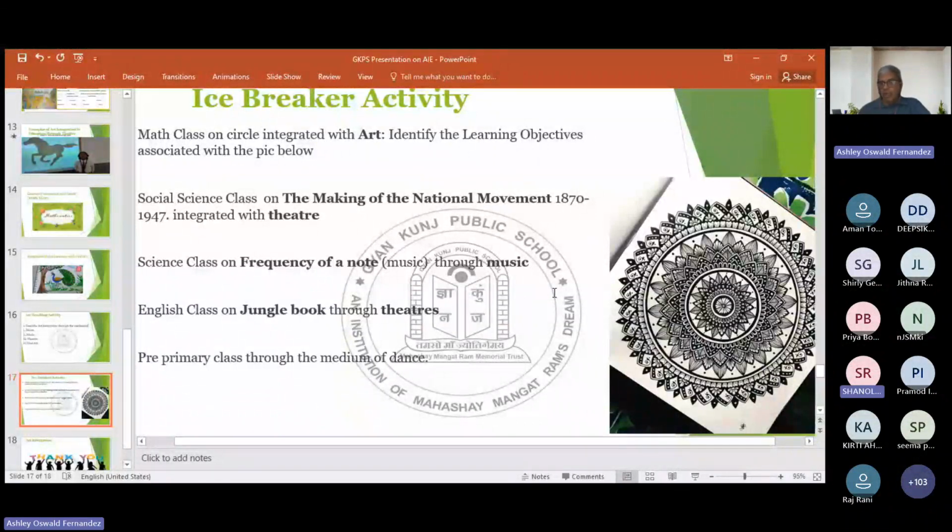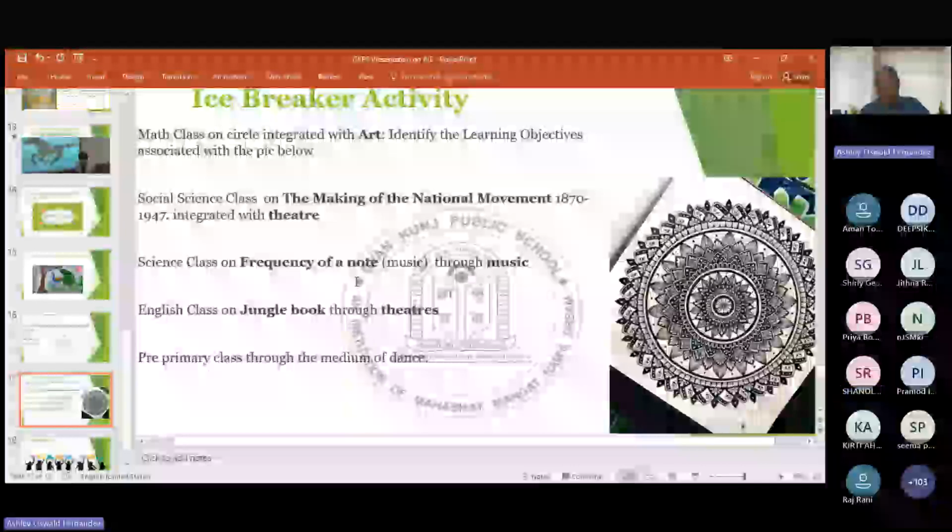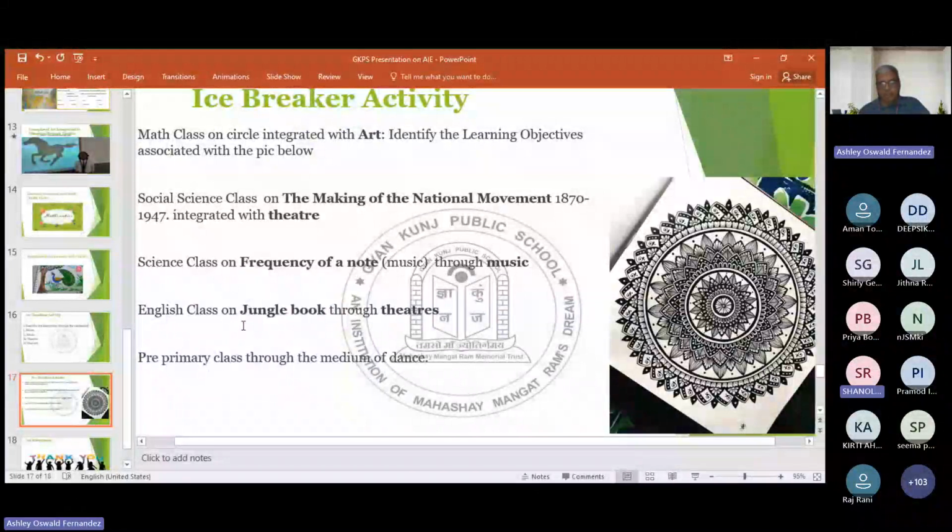How are you going to integrate music, frequency of a note through music? English class, how would you integrate Jungle Book through theater? And a pre-primary class, through the medium of dance, how would you integrate your class? Any class, pre-primary, it's of course very broad. So I'll give you all 2 to 3 minutes to think over it, and then we'll take you all one at a time.